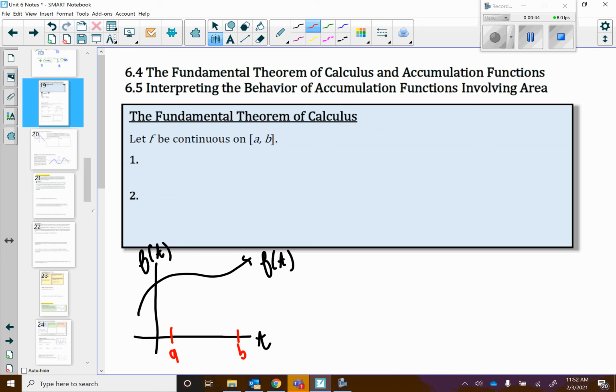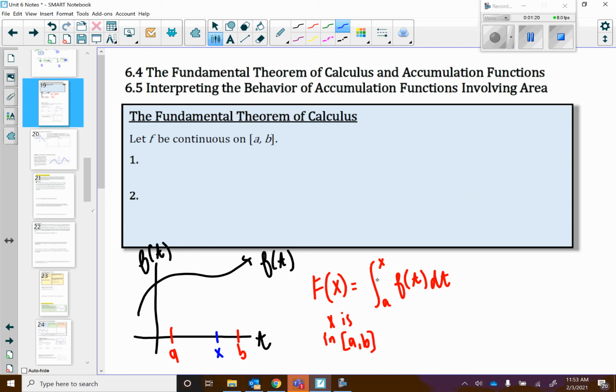Now, what if I want to look at a different function that is in terms of x, and x we are going to say is in the interval from a to b. Oops, I do want to include b here. So let's say x is right here. It could be any value between a and b. And I am going to define this new function, capital F of x, to be the integral from a to x of f of t dt.